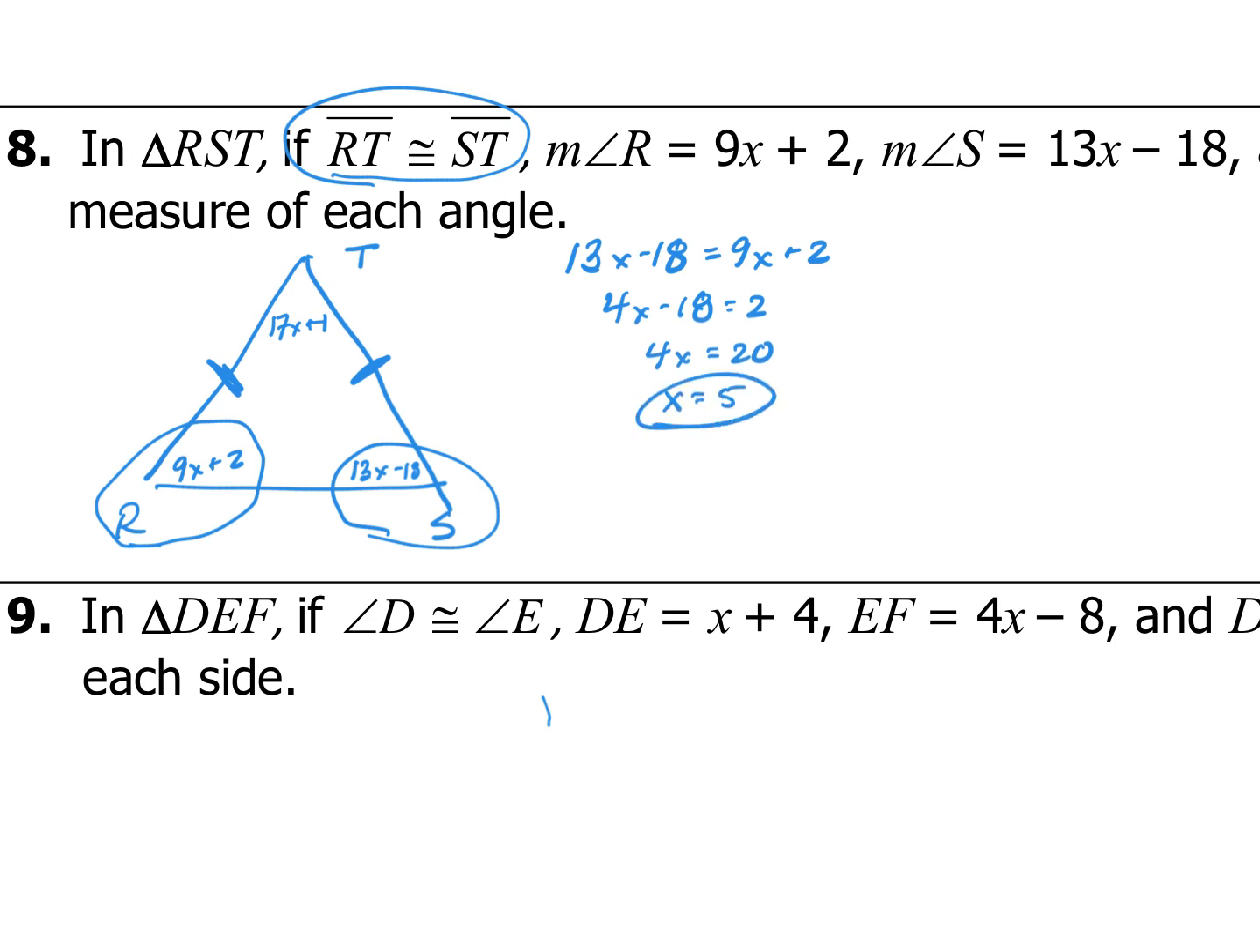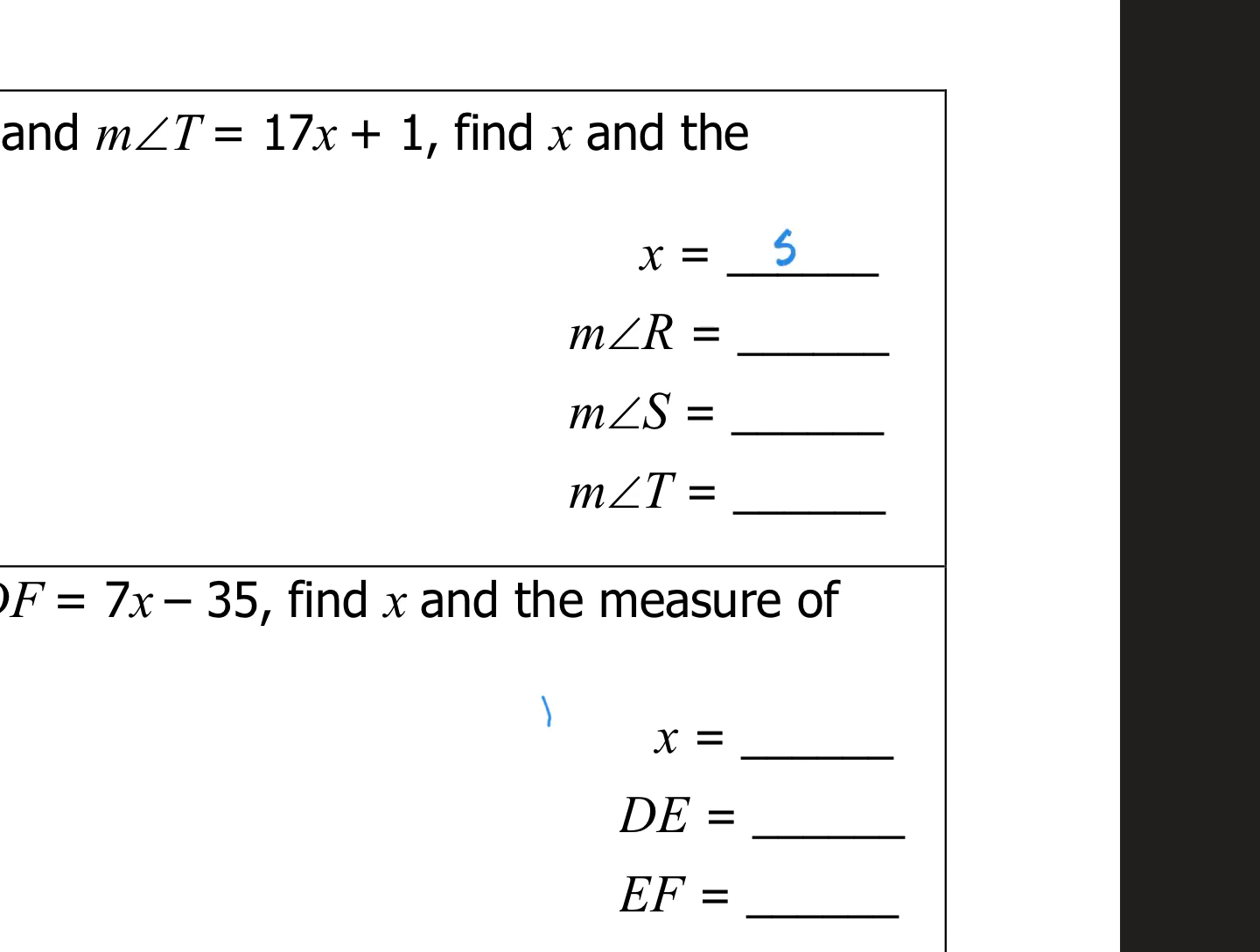Okay, this time we're not done, because now we have to actually find all of the angles. So I actually have to plug the 5 into each of these angles. So for instance, R is going to be 9 times 5 plus 2. So you're going to have 45 plus 2 is 47. We're going to have 13 times 5 minus 18. When you work that out, you should also get 47. And then when I plug it into the top, you're going to have 17 times 5 plus 1. Now that one, when I did that one, I got 86. So over here on the side, you're going to have x was 5. You had angle R was 47, S was 47, and T was 86.